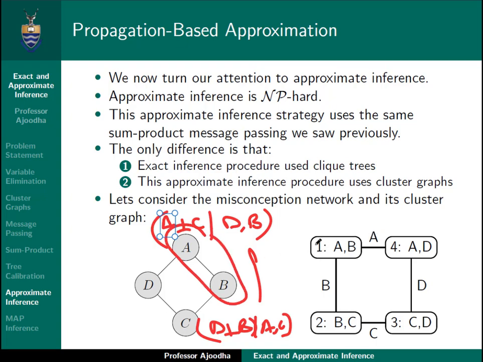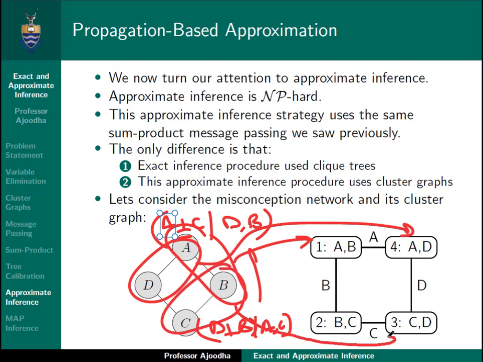we can have a particular cluster as A and B, which is this one here. You can have A and D, which is this one here. You can have B and C, which is this one here. And you can have D and C, which is this one here.